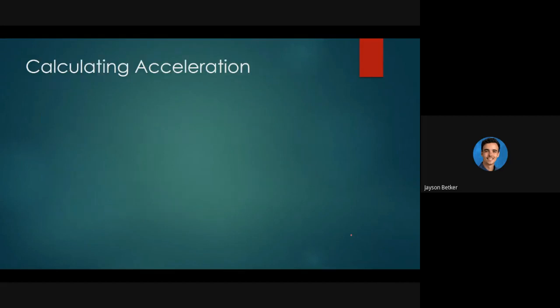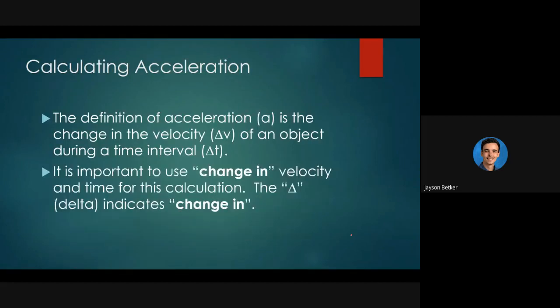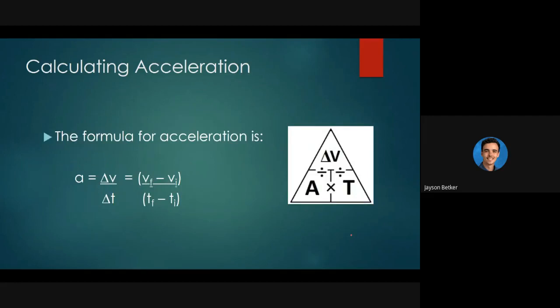Let's take a look. So let's stop looking so much at graphs. Let's take a look at how we do it mathematically. Okay, the definition of acceleration is the change in velocity. We already talked about it over the change in time. It's important to use change in velocity for this calculation. So that's what that little triangle is that we call, it's not a triangle, we call it delta. It's a Greek letter in the Greek alphabet, and it means change in. So the velocity changes, Vf minus Vi. So the final velocity minus what its initial velocity was. So the acceleration is the change in velocity over the change in time.